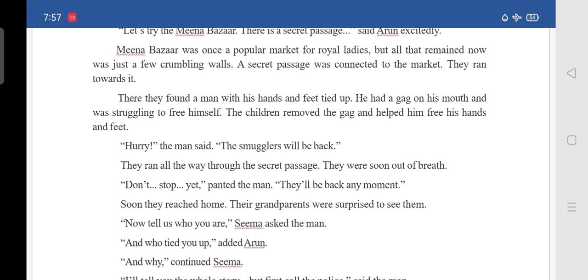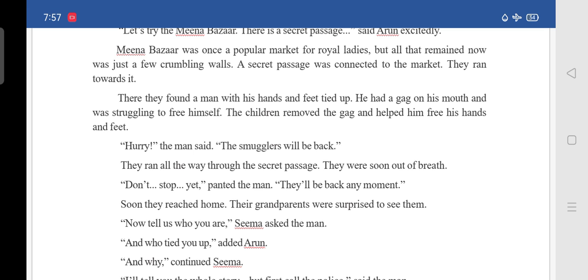Soon they reached home. Their grandparents were surprised to see them. So, as they were running very fast, they reached their home. When they reached their home, their grandparents were surprised to see them. See them means see Seema, Arun, and the man.